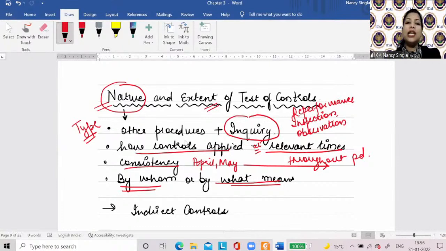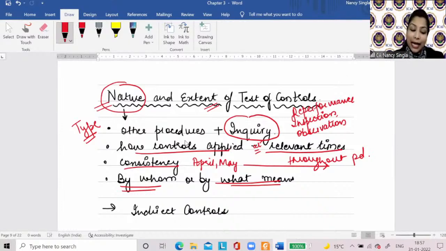So when we are deciding the nature and extent of test of control, first of all, what type of audit procedure is to be performed? Is it inquiry? Yes. If it is inquiry, along with that, what other procedures are to be performed in combination with inquiry? Then how the controls are applied at relevant times. I gave you 2 examples of relevant time. Then the consistency, whether they have been applied throughout the year. ऐसा तो नहीं है जब ऑडिटर आता है तभी वर्क करते हैं, ऐसा तो नहीं है स्टार्ट ऑफ द ईयर और एंड ऑफ द ईयर में वर्क करते हैं. During the year, the internal controls are not operating effectively. By whom and by what means?